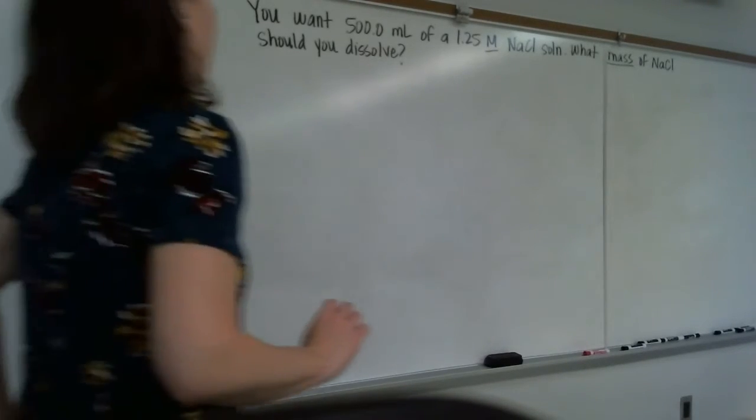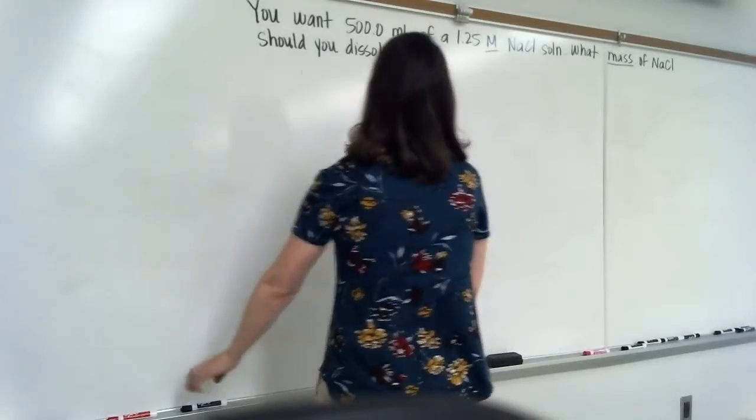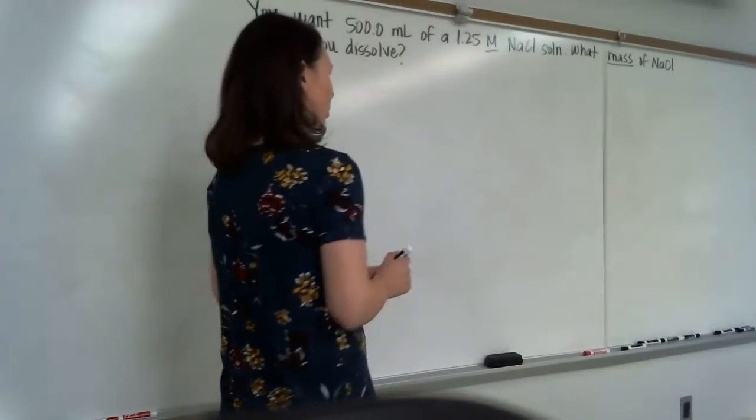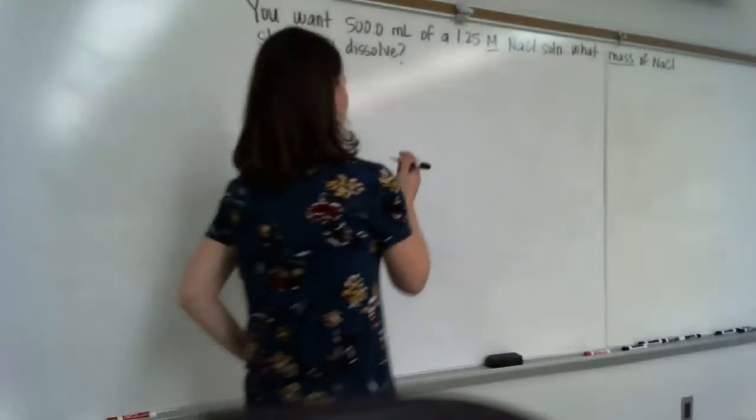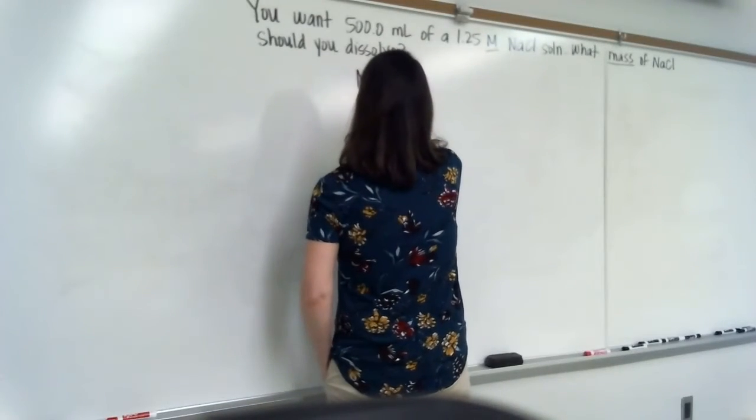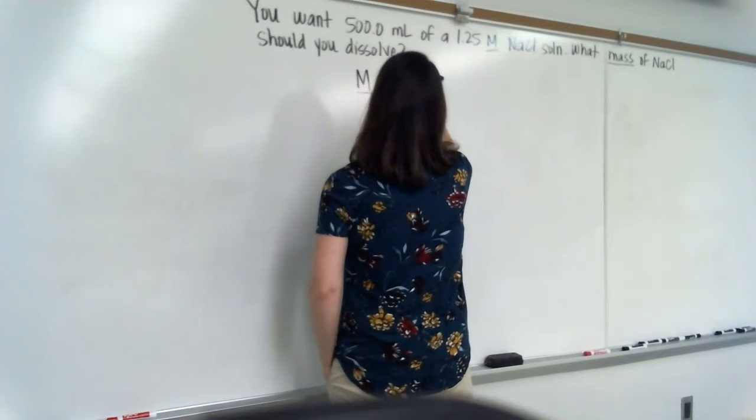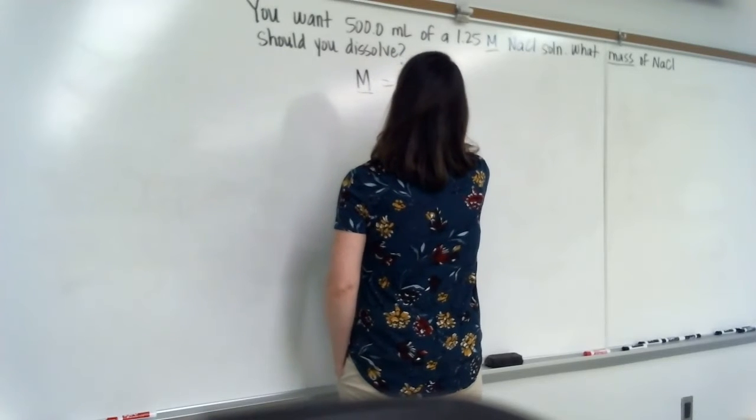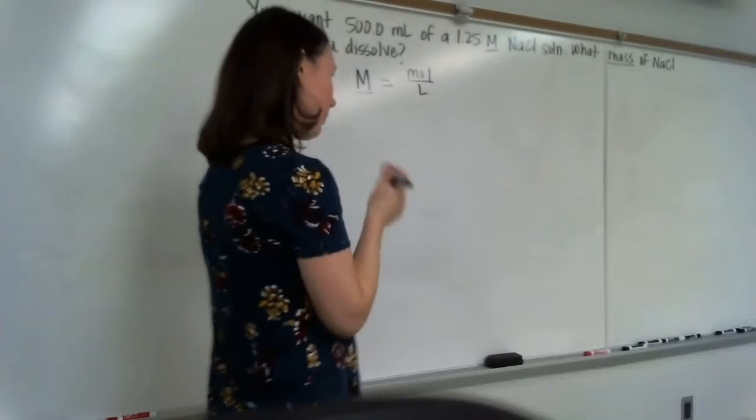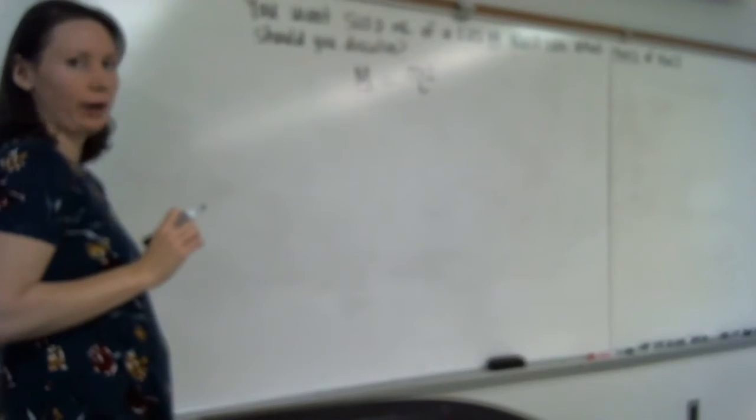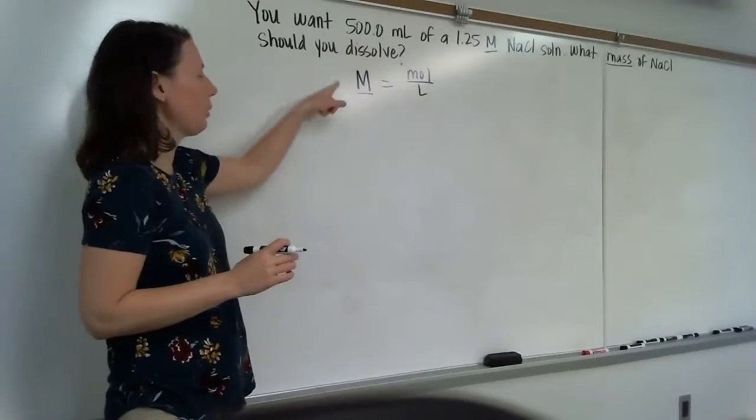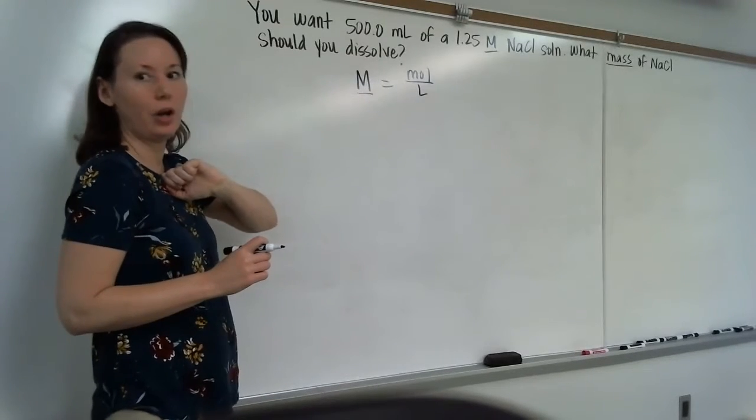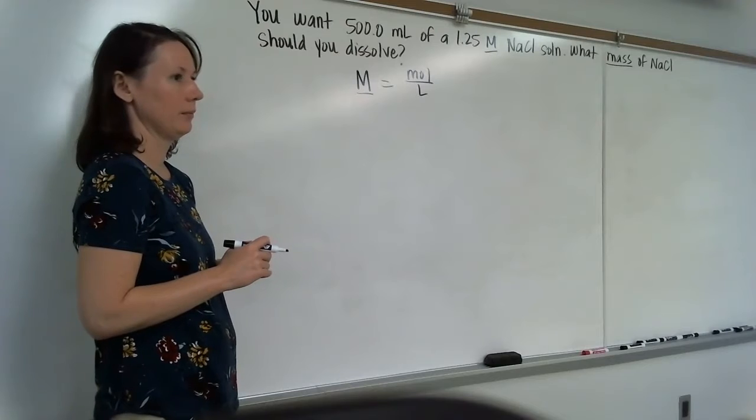Okay, so you want to make it 500 milliliters of a 1.25 molar solution. What mass should you dissolve? So here we have to use the molarity equation to solve for an unknown, right? Molarity is equal to moles over liters. Is mass part of this equation at all? Focus, please. There we go. Is mass part of this equation at all? No. So what can we solve for?